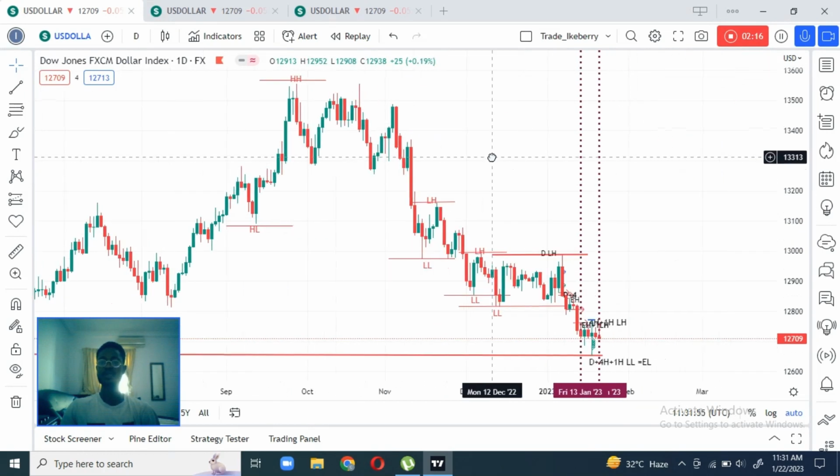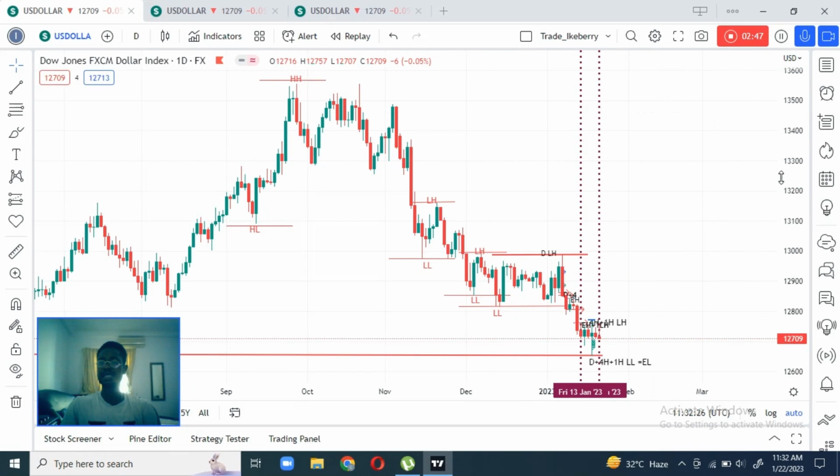The reason why I'm not putting much concentration on the previous higher lows, higher highs, lower lows and lower highs is because price has already taken those shifts, and I want to focus on the current daily lower high and daily lower low. The market has been much slower over the week.